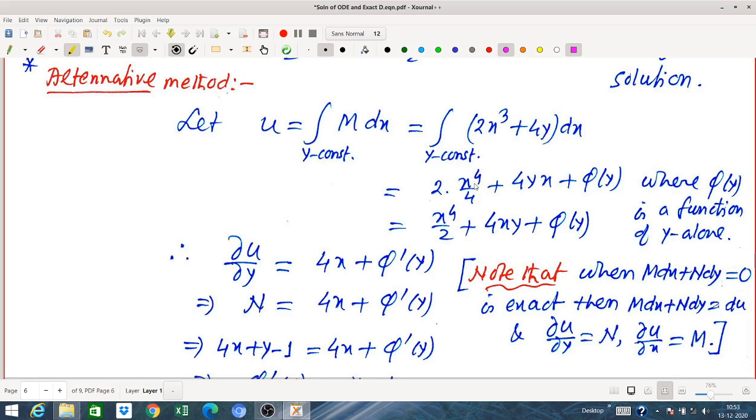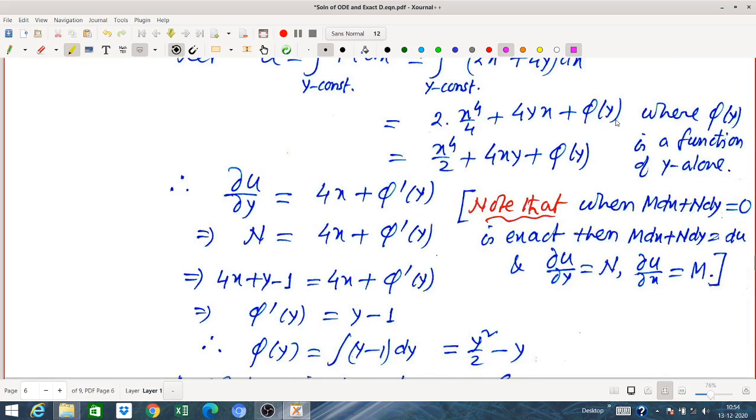So it is x to the power 4 by 4, and 4y is constant, so the integration of 4y with respect to x is only 4y x, plus the constant of integration, which will be written as phi of y, because we have assumed here y constant. So that constant of integration is phi of y. It is a function of y alone.